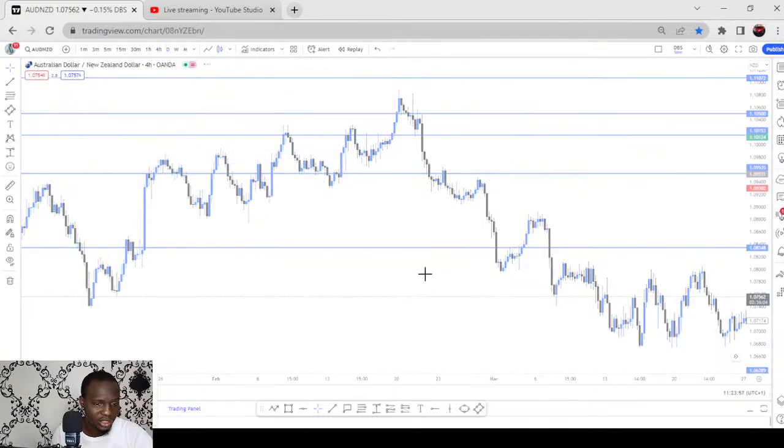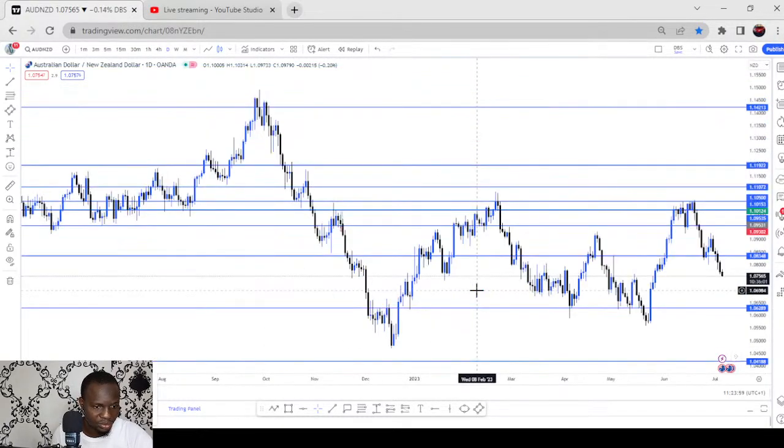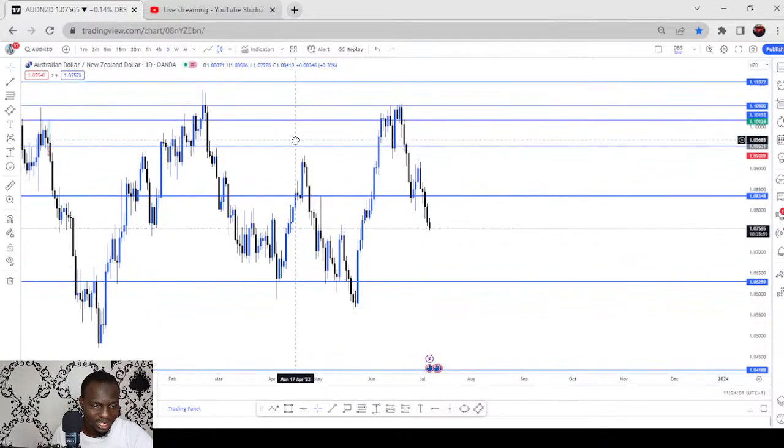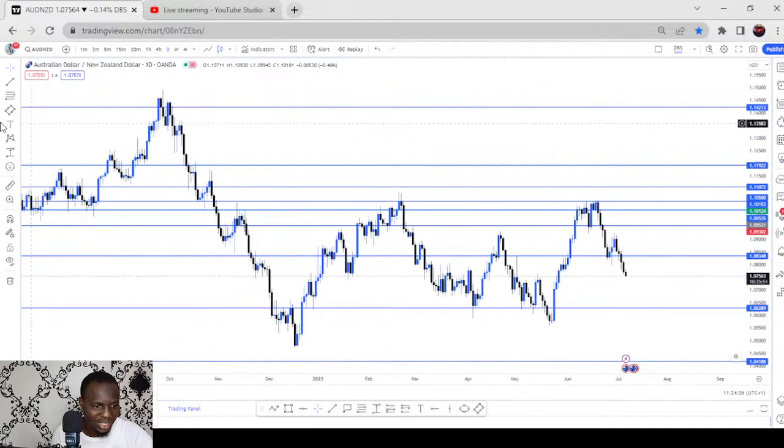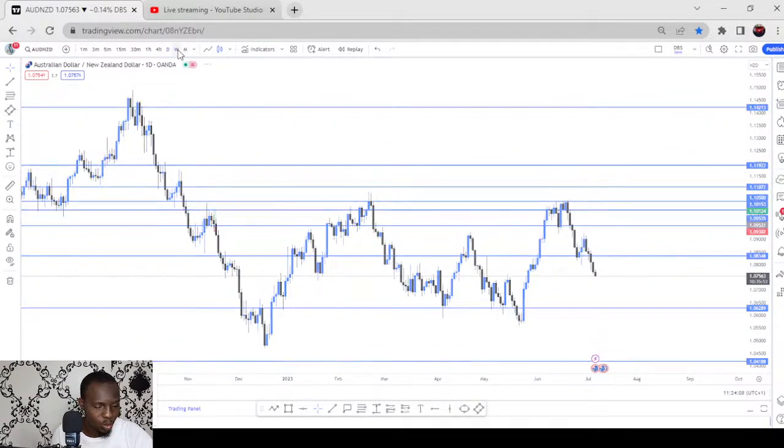So ladies and gentlemen, let me go to the daily time frame. You can see I don't even know I've analyzed this market in the past. Oh my god. Weekly time frame.